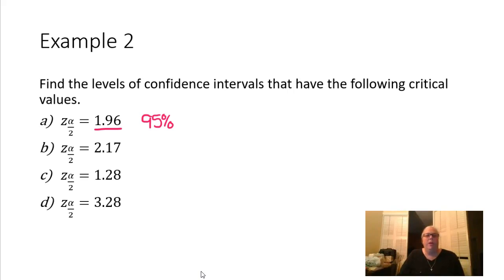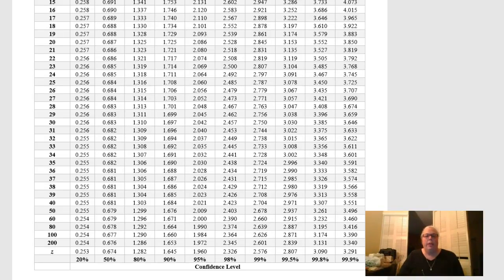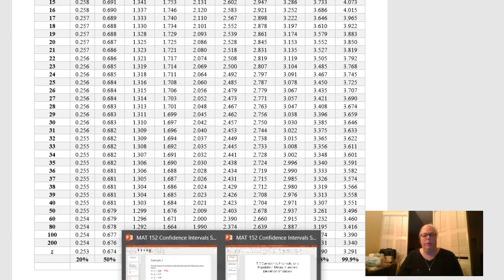Okay, now for B, we're looking for 2.17, and once again, I'm going to be pulling up table A3. We're looking down here across the bottom for 2.17. I go from 1.96 to 2.3 to 2.5. 2.17 is going to fall right here in between 95 and 98. So this time, my critical value didn't actually happen in the chart. So I'm going to have to do a little bit of work to get this to work here.